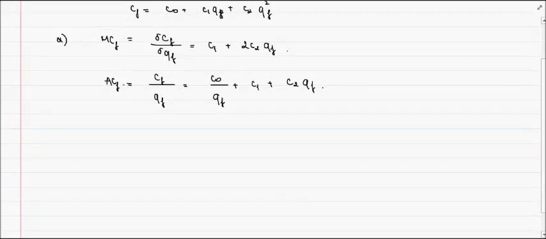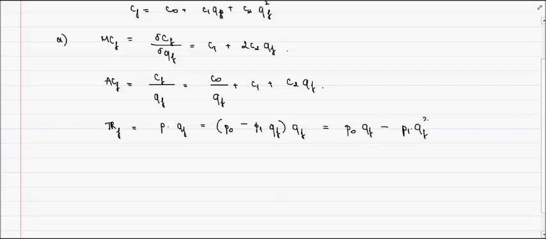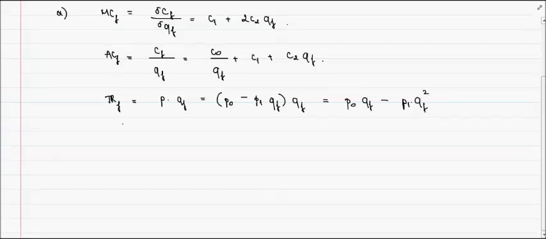Okay, and the total, marginal and the average revenue. So we find the total revenue first. Total revenue F is going to be equal to the price P times quantity QF. Now the price P is given by the demand function, which is equal to P0 minus P1 QF, and everything multiplied by QF. So if I expand the bracket, I get P0 QF minus P1 QF square. So that is my total revenue.